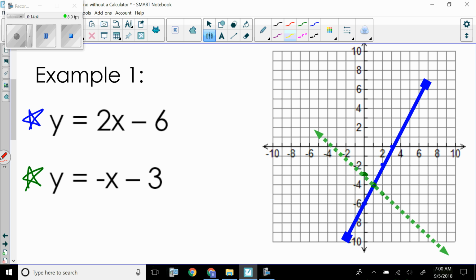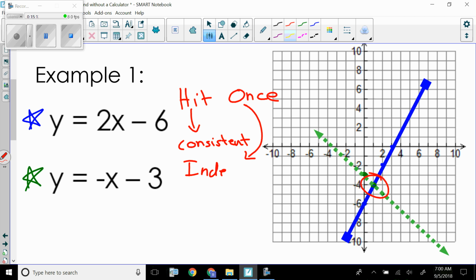Now, my question is, do they hit? Yeah, it appears that they hit right there. How many times? Once. Okay, so they hit once. I know that hit means that it's consistent. And then I know that once means, if it just hits once, then I can only pick out one solution. That means they're independent. Okay, independent. All right. I think that covers the consistent and independent.